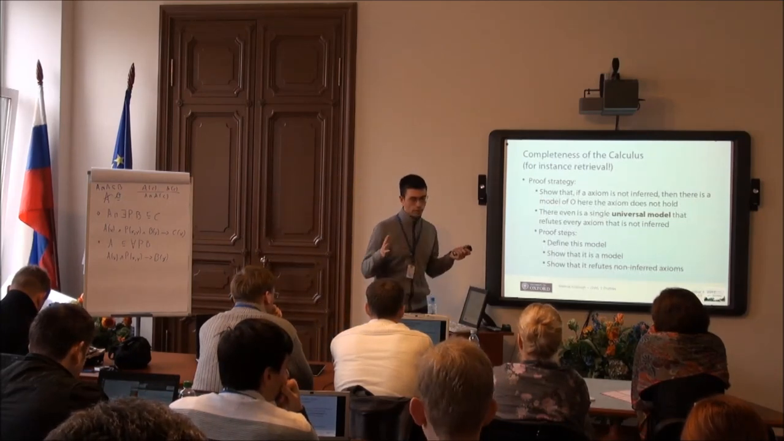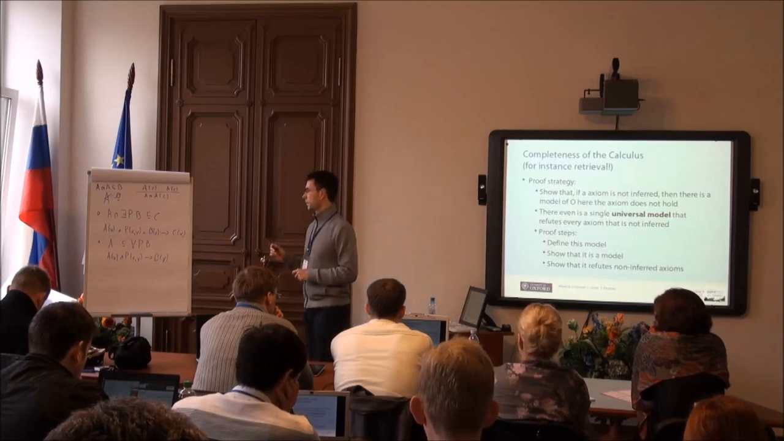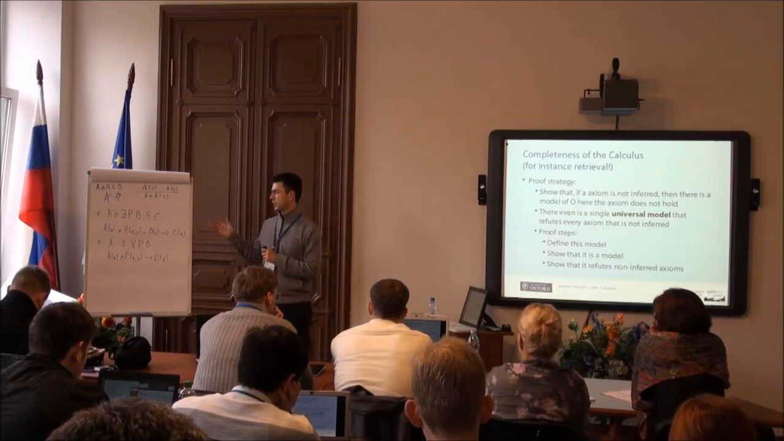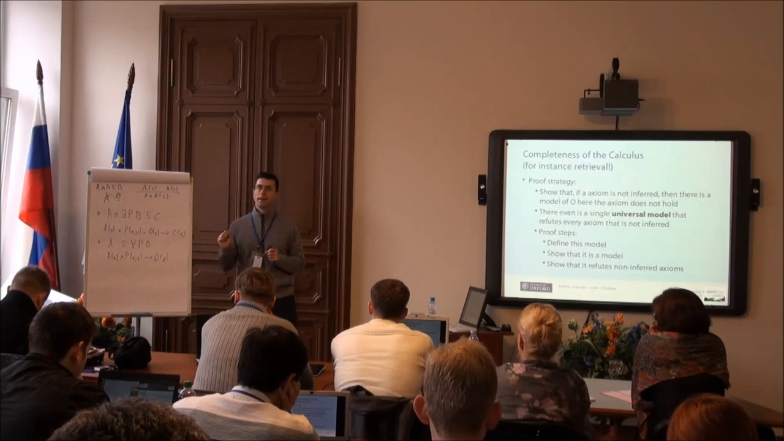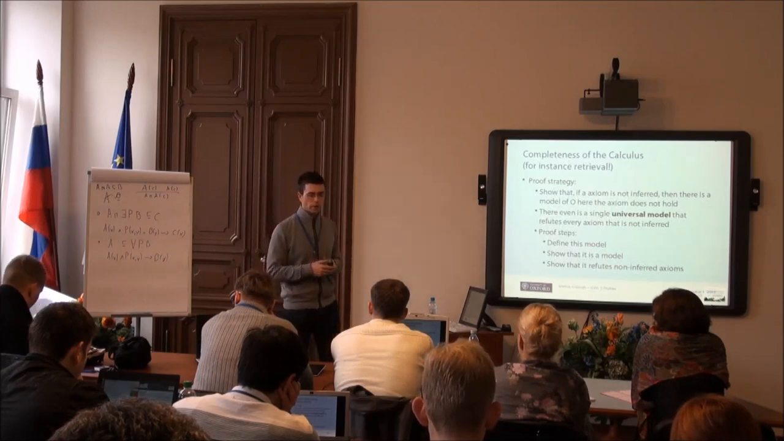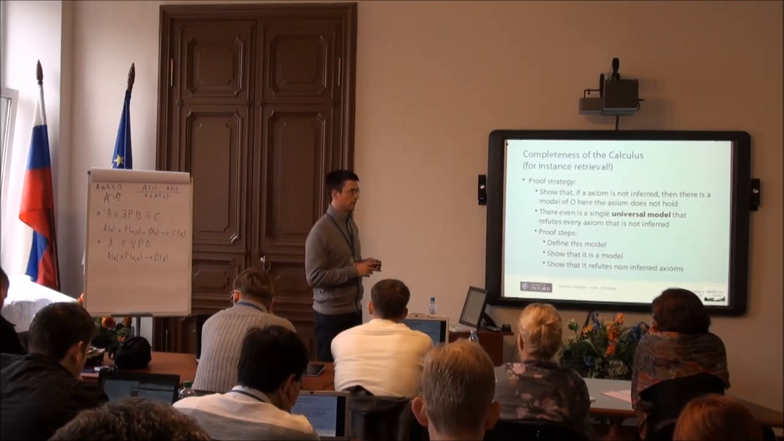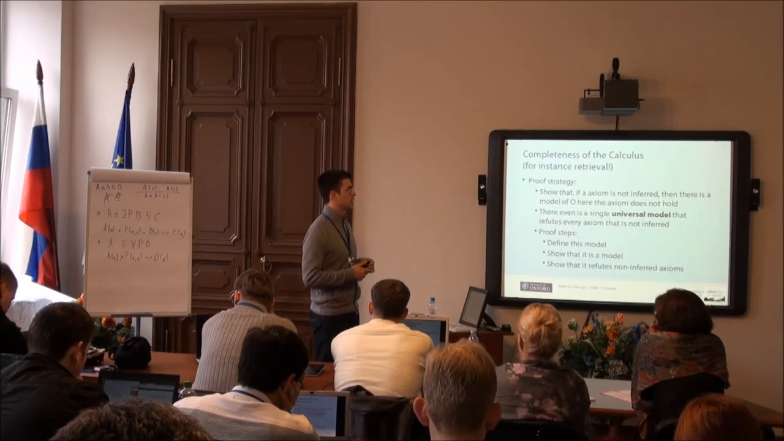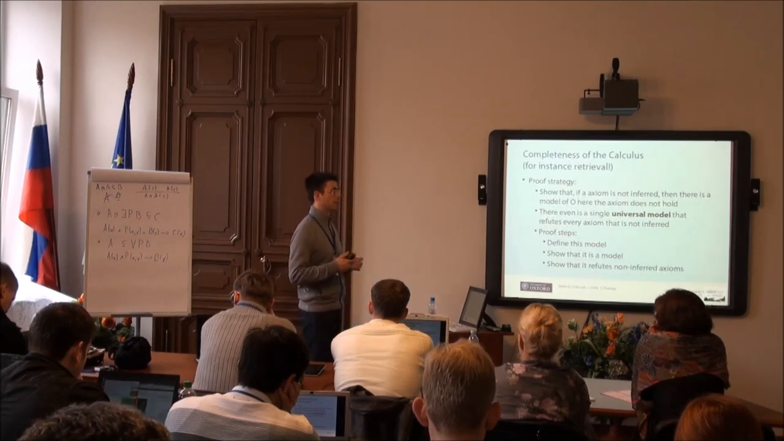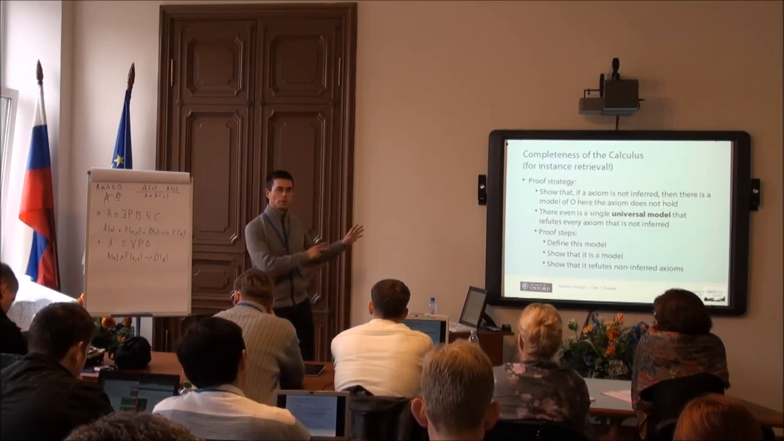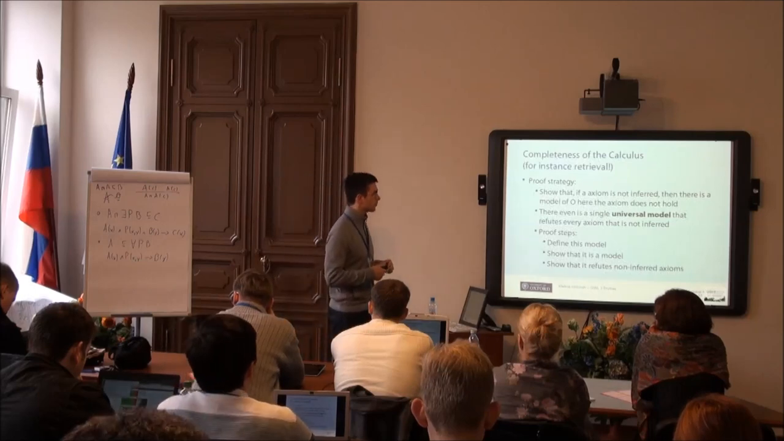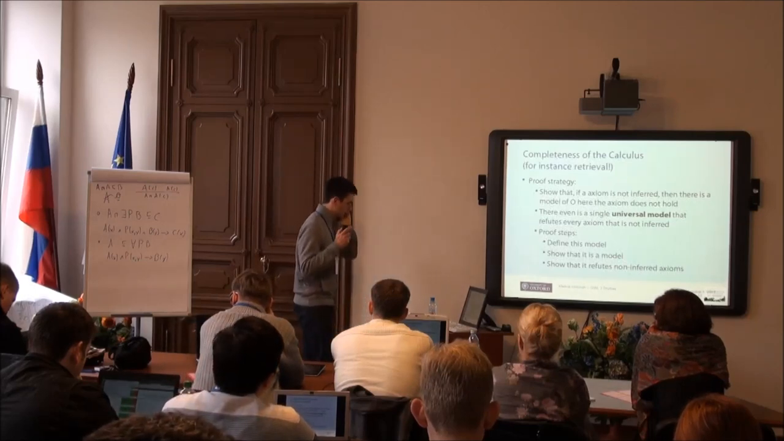And this is how this type of thing is shown. So basically we find that universal model, as it's called, the minimum model, and we show that the calculus we have derives exactly the things which hold in that minimum model. And this gives us this one-to-one correspondence between the world of models and the world of calculus. Okay. Now this is all very technical.